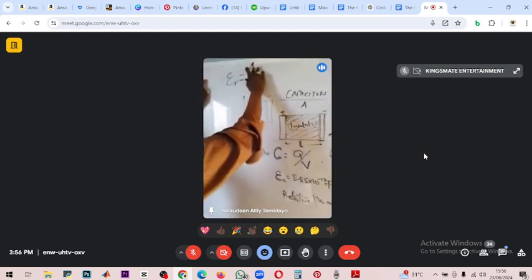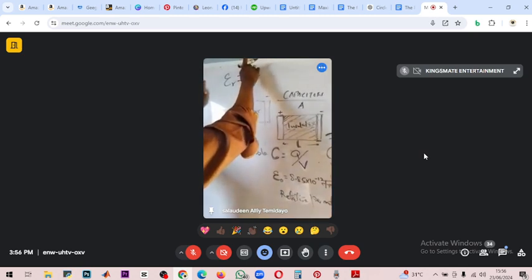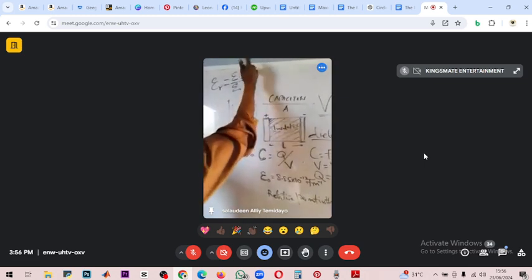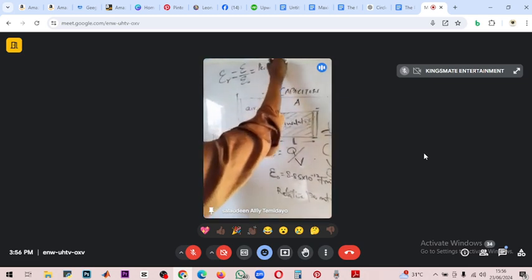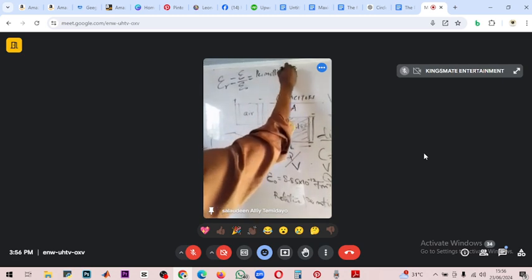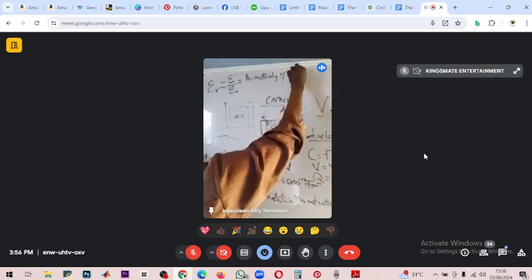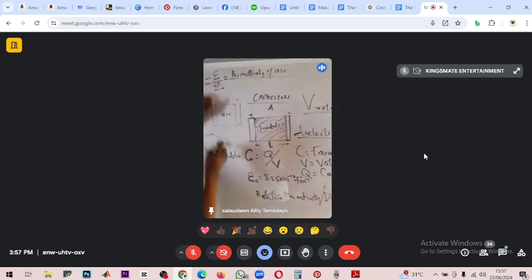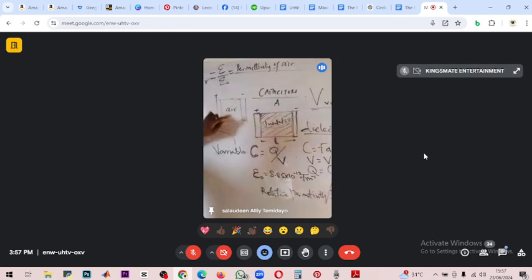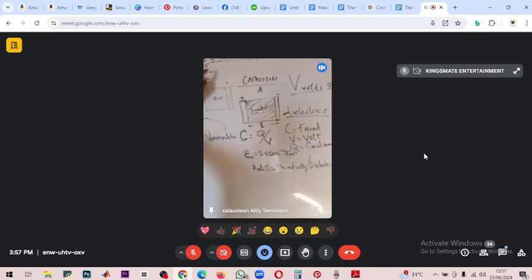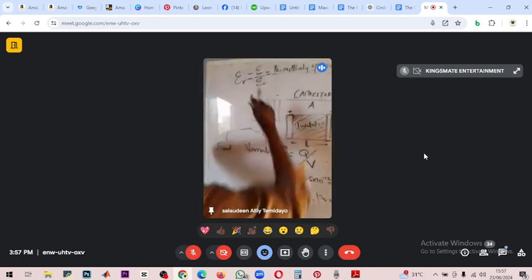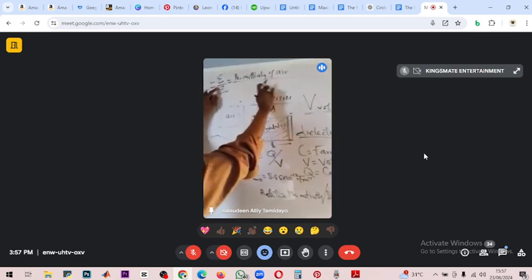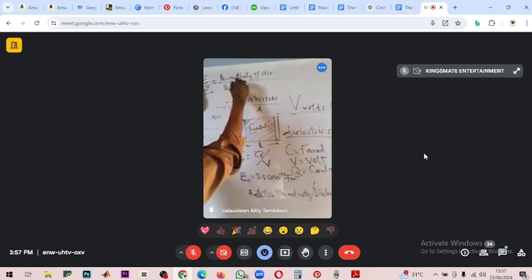Epsilon over epsilon naught is the dielectric constant, epsilon R. This is the permittivity of that material, air. So I'm talking of air here. If it was paper, it would be the permittivity of paper. If it was mica, permittivity of mica. Ceramic, permittivity of ceramic. That's what we mean. So epsilon naught will be the permittivity of free space.